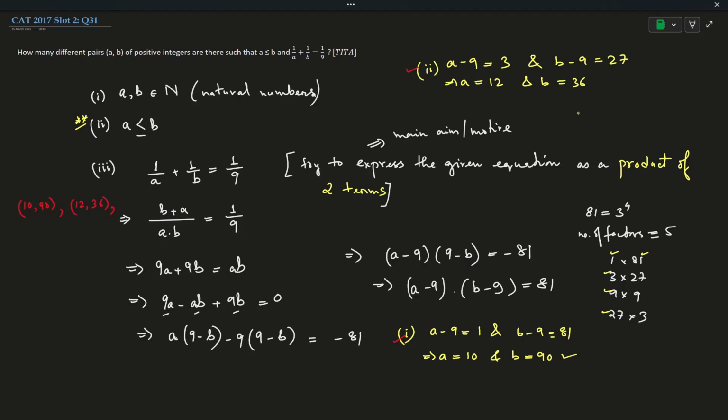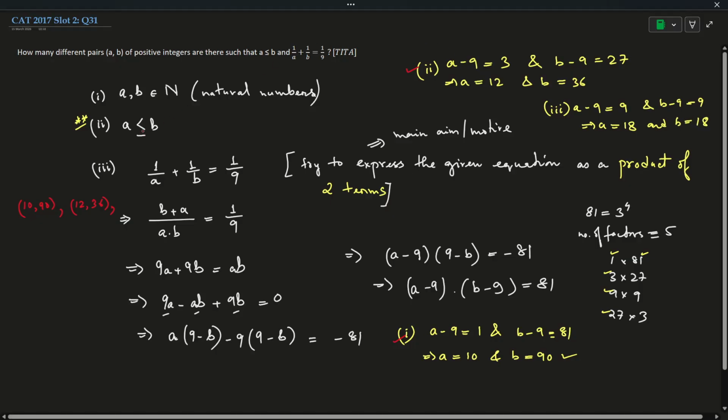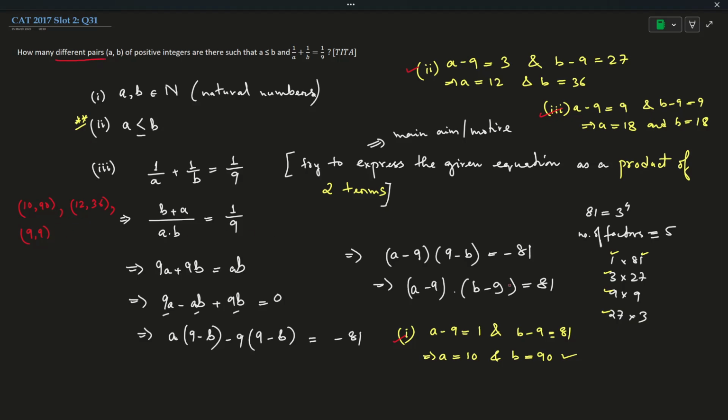Let's see the third. If a minus 9 is equal to 9 and b minus 9 is also equal to 9, is this possible, guys? I will get a equal to 18 and b equal to 18. Perfectly fine. Why? Because we are also told that a can be equal to b, right? A is less than or equal to b, so this is also perfectly fine. So the third pair is 18 comma 18. And please remember, all these are different pairs.